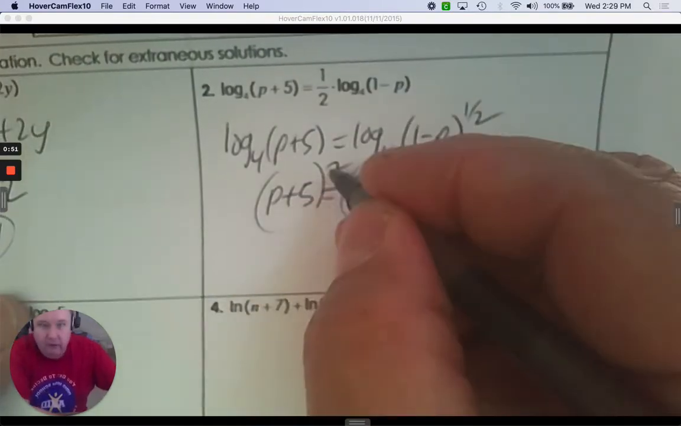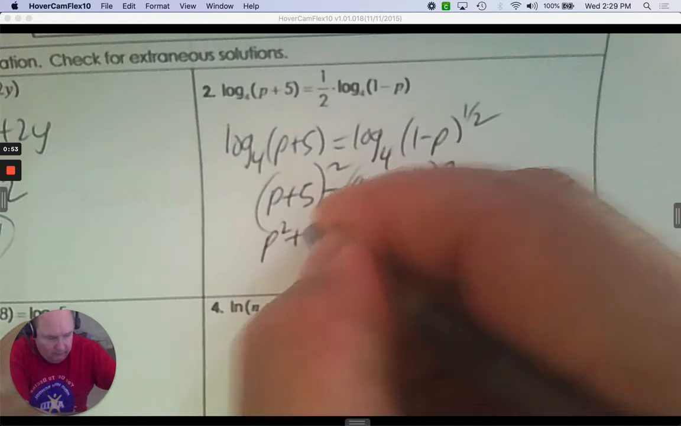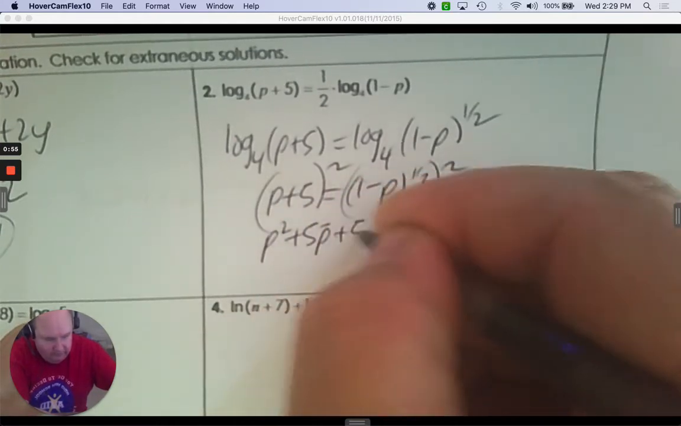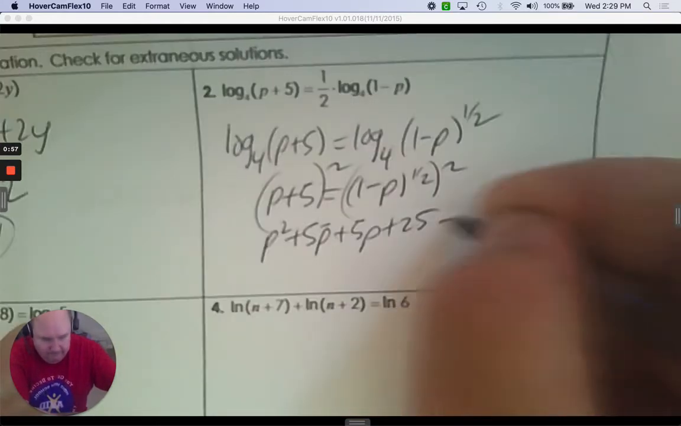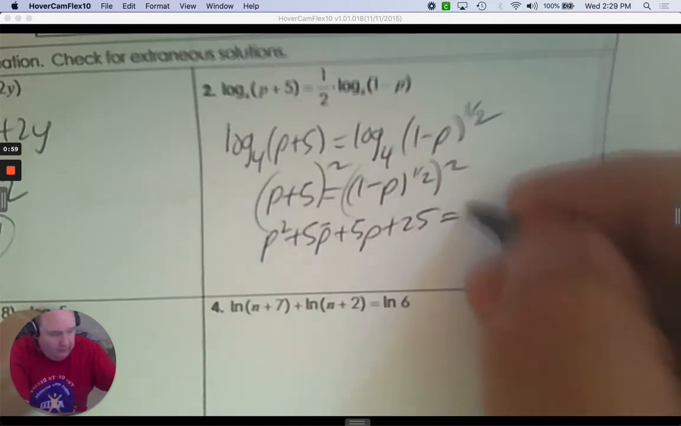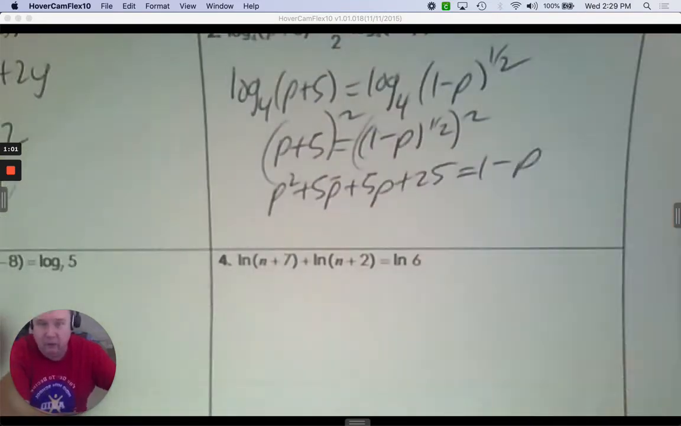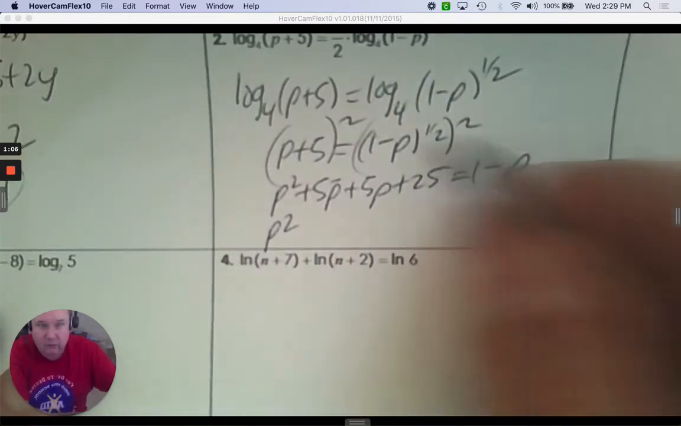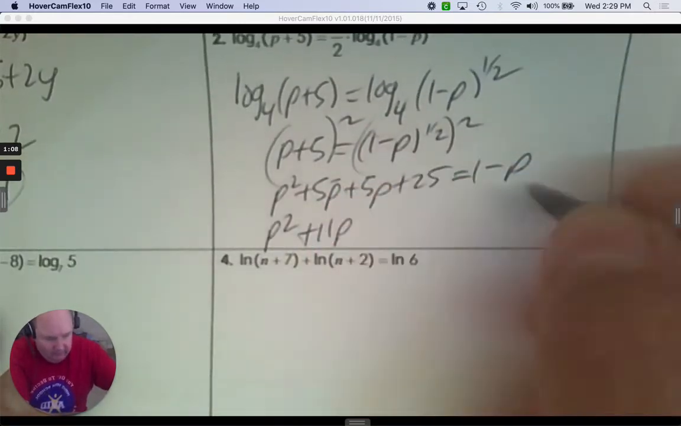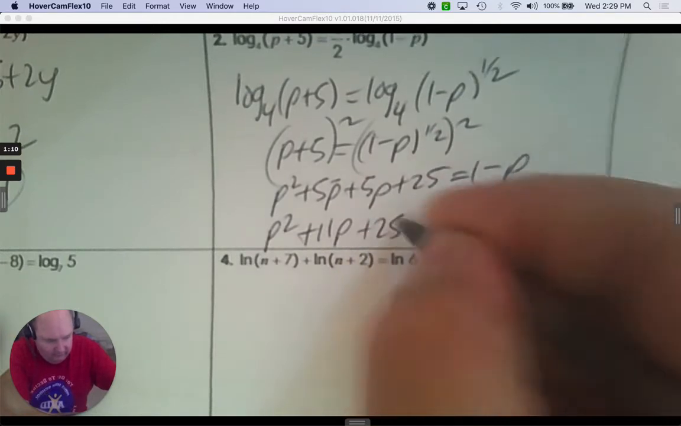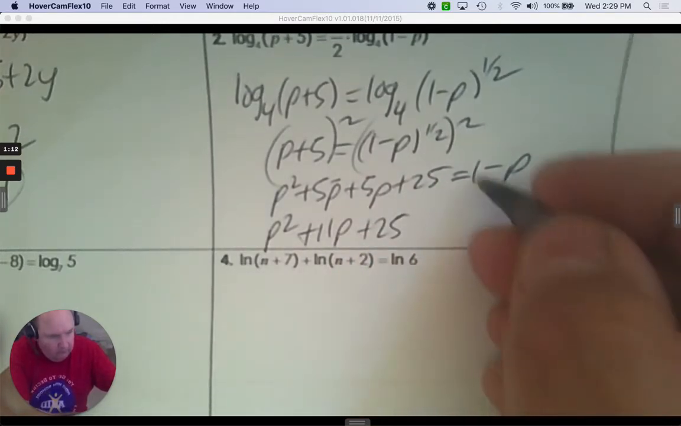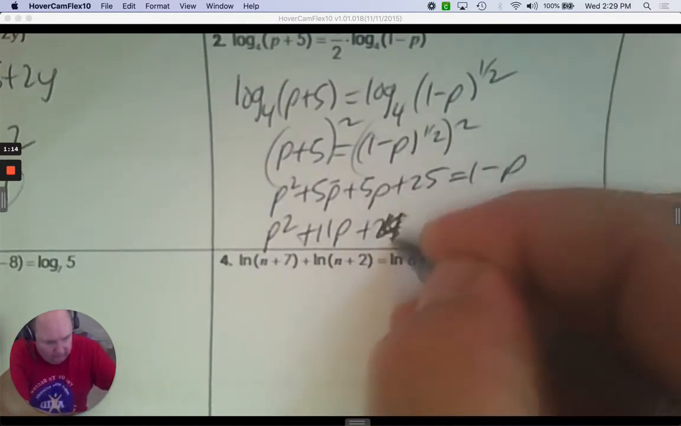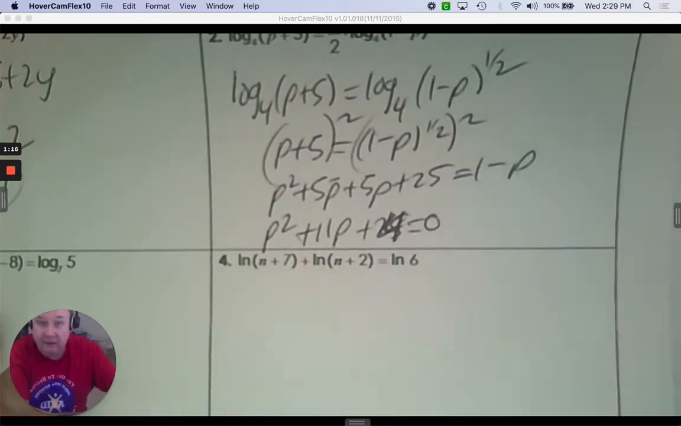So we're going to FOIL the left side out. That's p squared and 5p, another 5p and 25. On the right side, they just undo each other, and you have 1 subtract p. We have a quadratic equation. So we have 10 plus 1 more to the other side. That makes 11. And then 25. Oh, subtract 1. That makes it 24. Equal to 0. That is factorable.